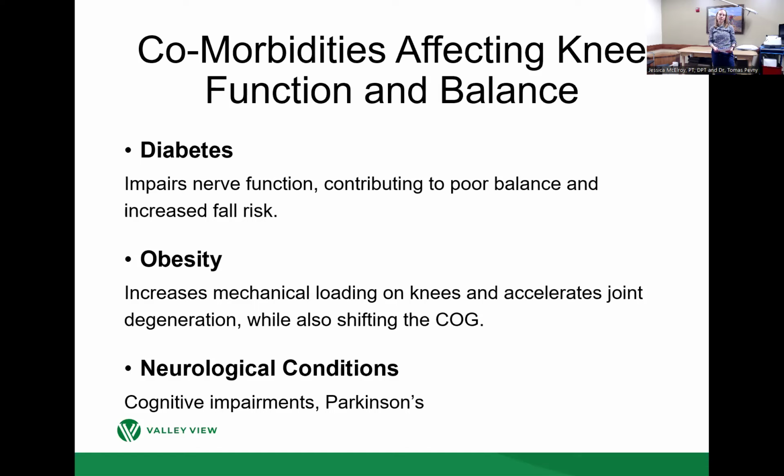Comorbidities affecting function and balance with your knee include diabetes, obesity, and neurological conditions. Diabetes impairs nerve function, contributing to poor balance and increased fall risk. Obesity increases mechanical loading on knees and accelerates joint degeneration while also shifting the center of gravity. And neurological conditions such as cognitive impairments and Parkinson's affect knee stability and balance through impaired central processing and motor response, compromising the ability to quickly adjust body position with environmental hazards. The confluence of these conditions worsens functional outcomes and reduces exercise intolerance.